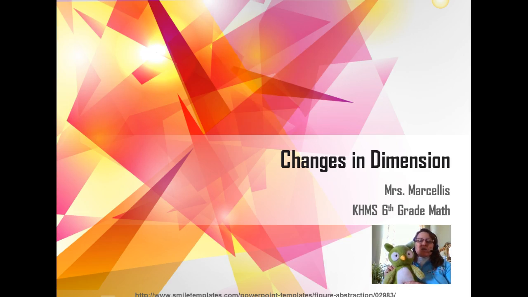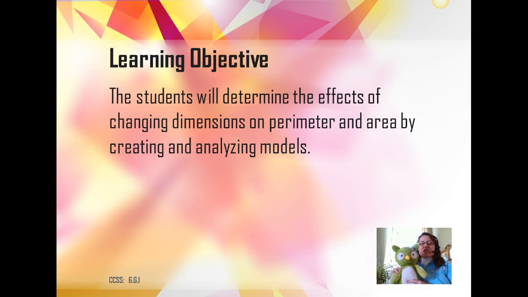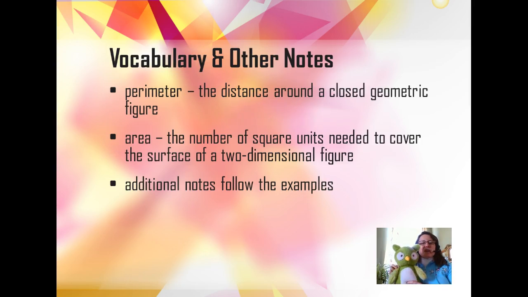In this lesson, we're going to learn about changes in dimension. Today's learning objective is students will determine the effects of changing dimensions on perimeter and area by creating and analyzing models. Today's vocabulary. These are words you should already know, but I'd like to review them just in case we need a refresher.